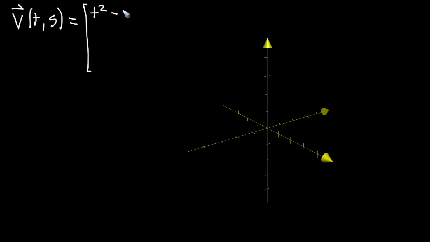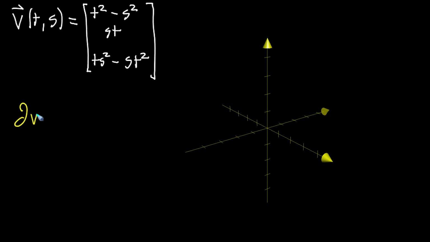The first component, t squared minus s squared. The y component will be s times t. And that z component will be t times s squared minus s times t squared. And the way that you compute a partial derivative of a guy like this is actually relatively straightforward. If you were to just guess what it might mean, you'd probably guess right.